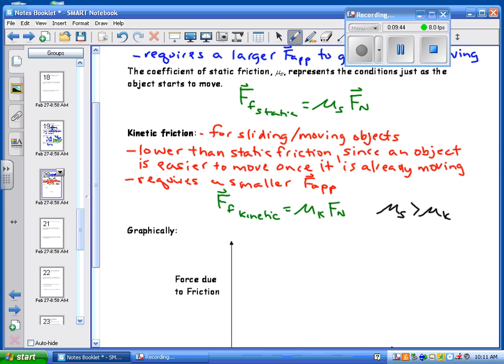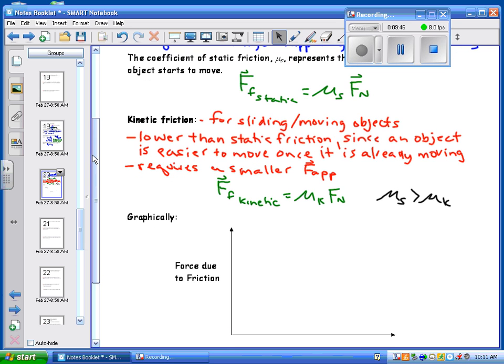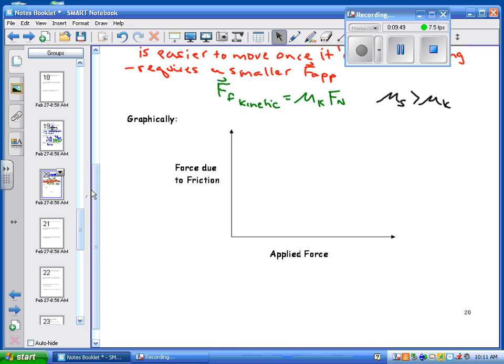And we can represent this on a graph. We have here force due to friction versus applied force. And so what happens there is you have to apply a larger and larger force in order to overcome the force of friction. And you're going to hit some point up here, which corresponds to the force of static friction. And once you reach that force of static friction, it actually requires a smaller force, a smaller amount of force, in order to keep that object moving.